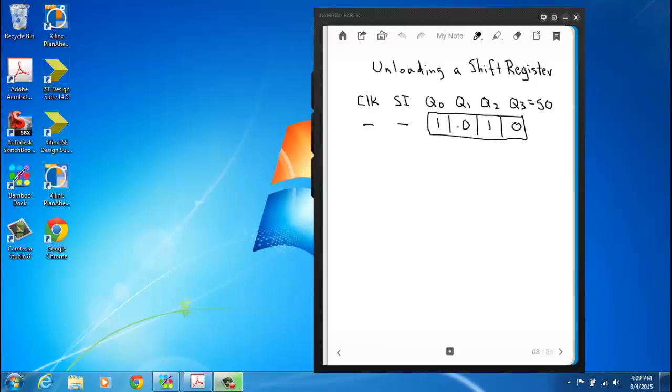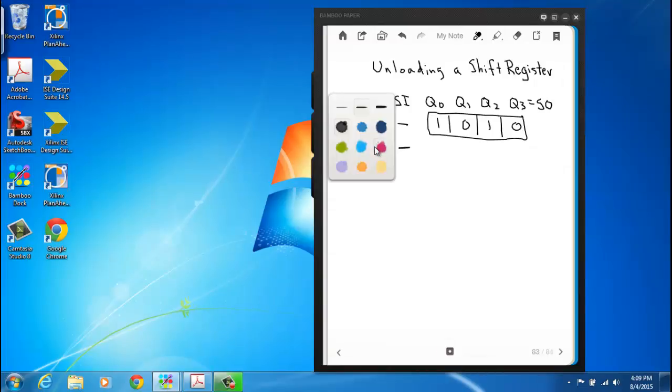Initially when you're unloading, the clock and the serial input are don't cares, and in fact during the entire time you're unloading, the serial input is a don't care. Because when you're unloading, the serial input doesn't have any relevance. It only has relevance when you're loading. So to unload, you just simply clock the register.